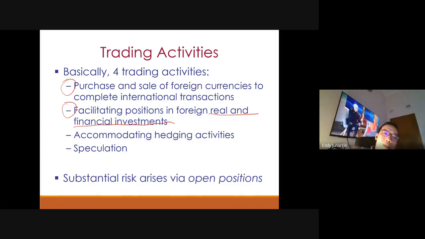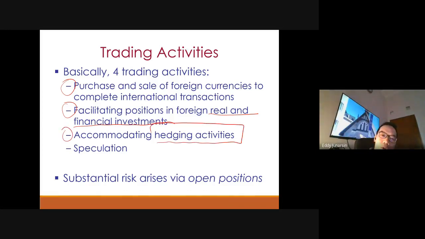And then the third one, this is what we are going to talk about a bit more today, the hedging activities. Again, I have some videos on derivative products and also the hedging mechanisms. Hedging activities are just the norm today, right? Something that you have to do to measure and manage your risk, including the foreign exchange risk.